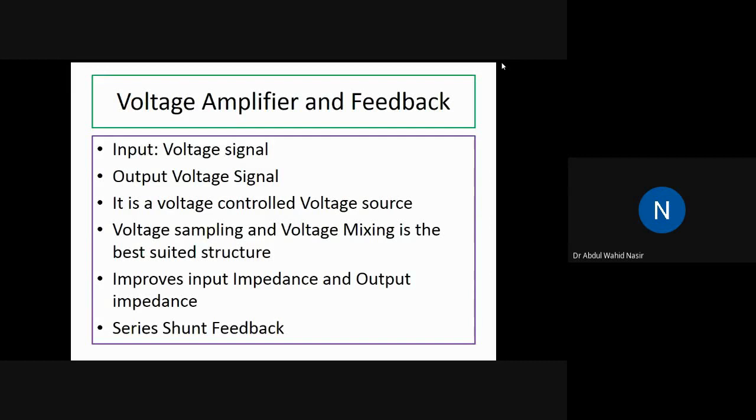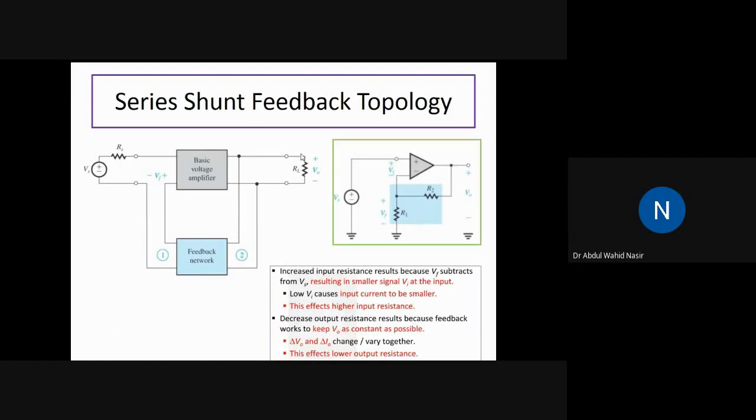The main benefit of using this voltage amplifier is that it improves the input impedance and output impedance. So what is the meaning of improvement? We know that for an operational amplifier, the input resistance should be infinite, or at least high. If you have negative feedback, it will increase the input impedance and at the same time decrease the output impedance. This voltage amplifier with negative feedback is also known as a series-shunt feedback amplifier. These are the things.